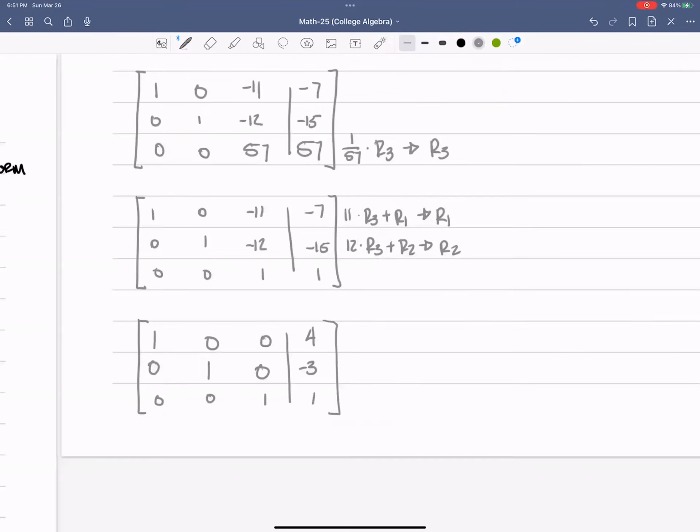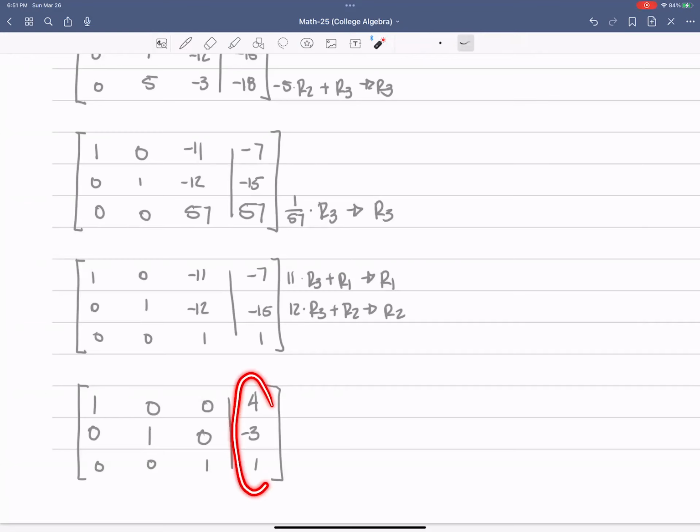There we go. That's our solution. So this column right here, our X column, or our X solution, by what I mean by X is we have X, Y, Z. Our X solution is 4. Our Y solution is -3. And our Z solution is 1. So 4, -3, and 1. That is the solution to this system of equations.